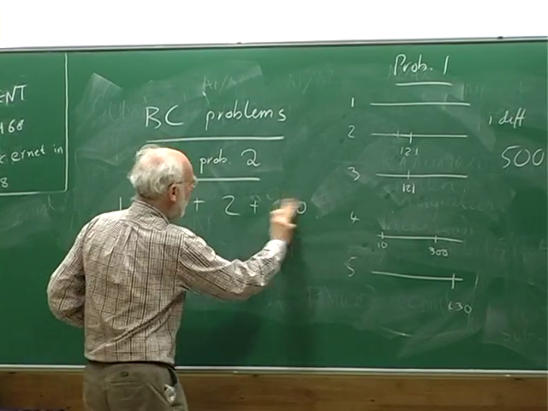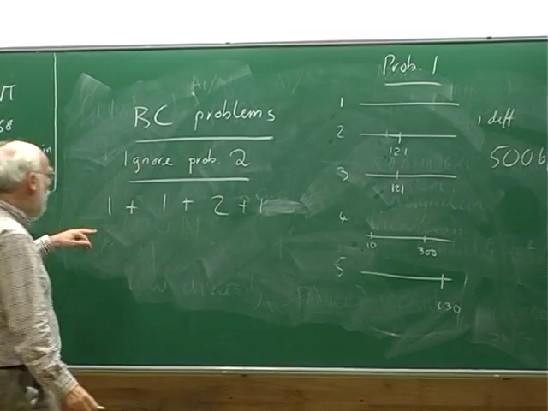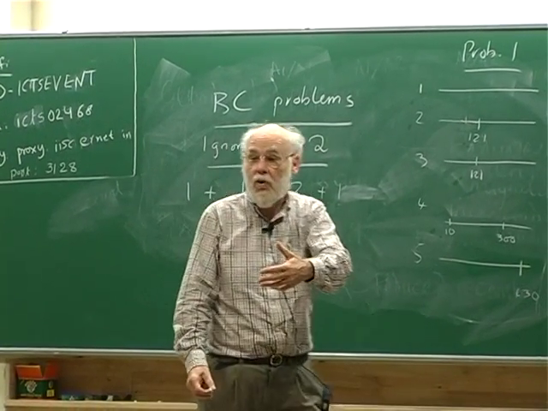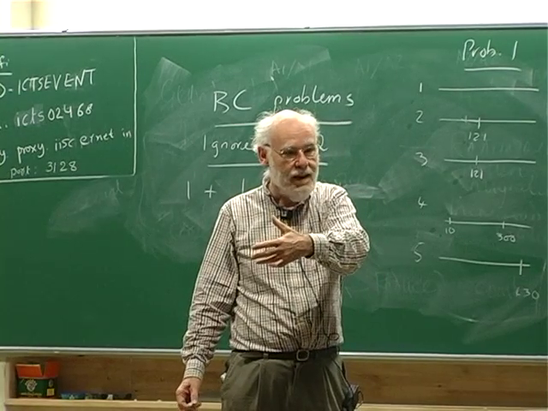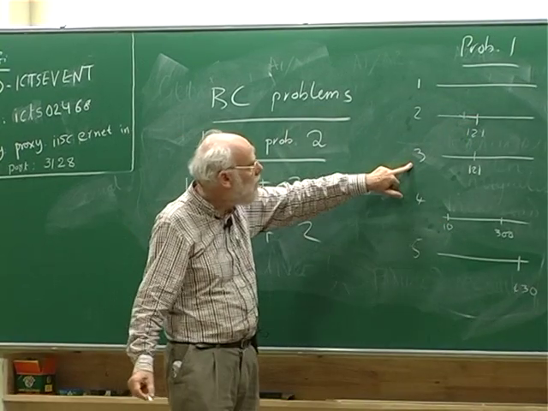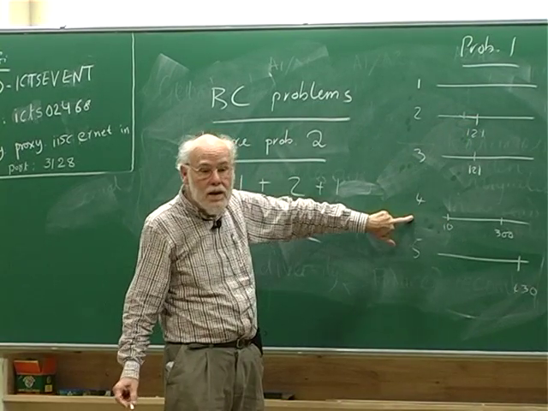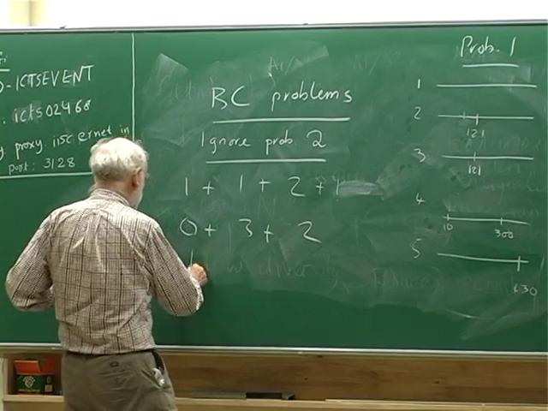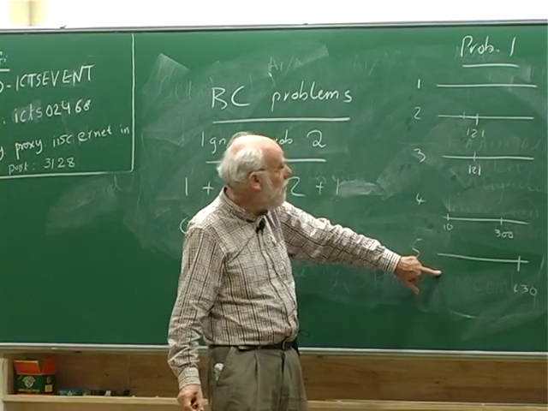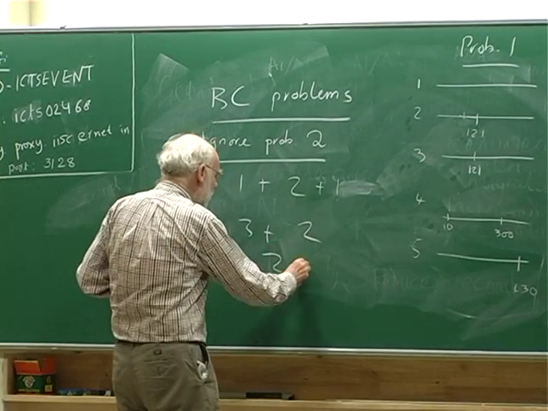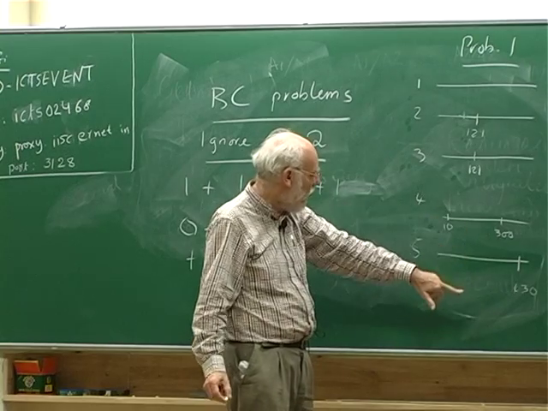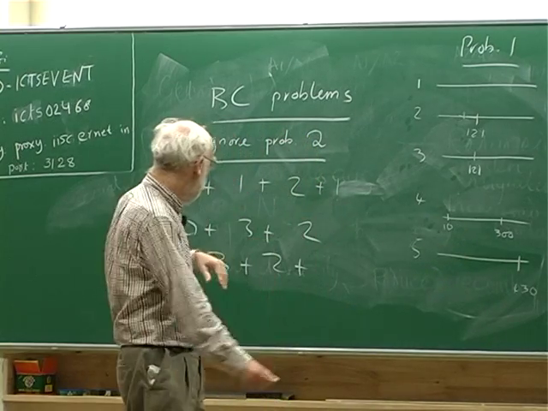Then we've got, which one should we look at next? 3. 3 versus 4. 3. 3 versus 5. 2. Okay. And then finally, we've got 4 versus 5. 3.